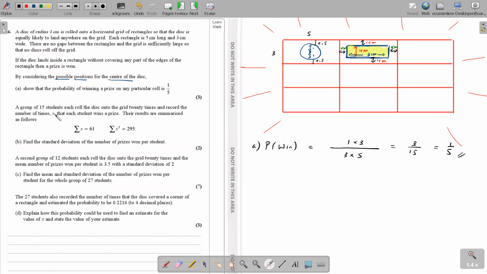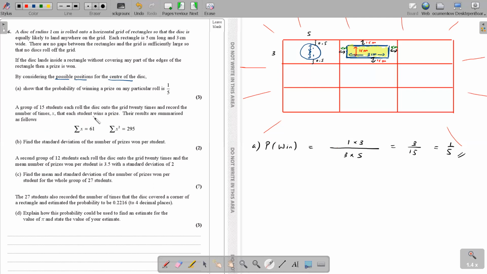A group of 15 students each roll the disc onto the grid 20 times. That means one person each rolls the disc onto the grid 20 times. So one person gets how many chances? 20 chances. And there are how many children? 15 children. So a group of 15 students each rolls the disc onto the grid 20 times and records the number of times X that each student wins a prize. Their results are summarized as follows.